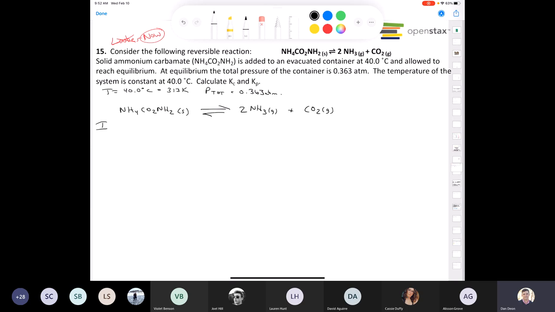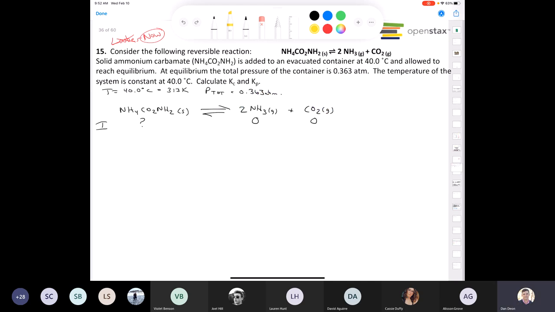Okay, so initially, we're starting it with something. It doesn't tell us how much. And we're starting it with none of these. Okay? Right, that's what it's telling us. It tells you you're taking solid ammonium carbamate and putting it into an evacuated container. That means there's nothing else. You have some solid ammonium carbamate. I don't know how much. Some. Okay? And then you have none of these.